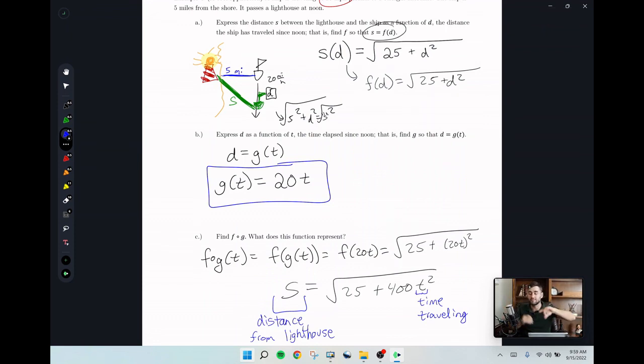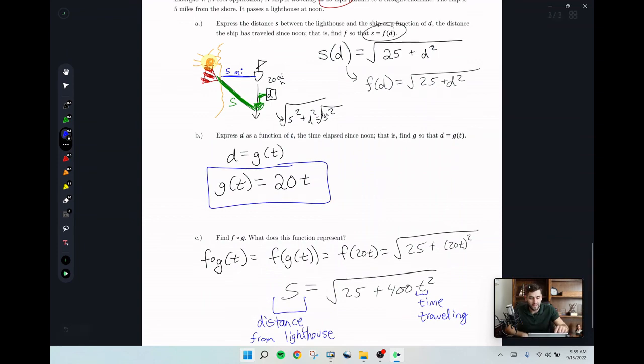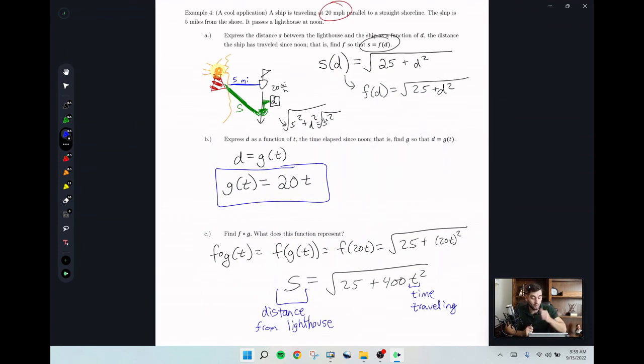The first step was Pythagorean theorem. The second step was incorporating time and composing those 2 functions. So there's a practical application of it. I think it's kind of cool. Yeah, so if you're interested in more of those, you can look through the book. There's 4 or 5 different practical applications of composing functions.